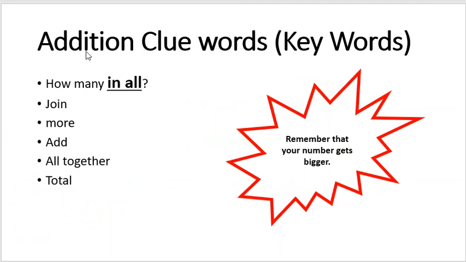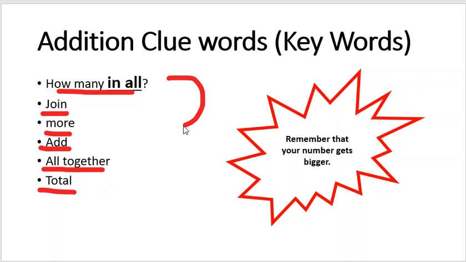So some addition clue words that you have to look for when you have a word problem are the following, okay? How many in all? Join, more, add, all together, total. Whenever you see any of these words in a word problem, that means that you have to do addition, okay? Also, remember that when you are doing addition, your number gets bigger, it never gets smaller.